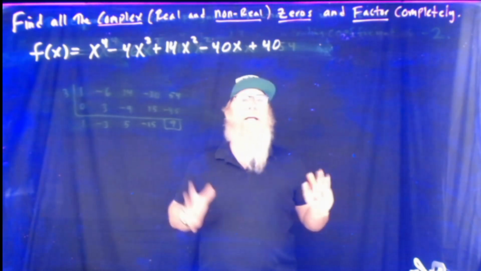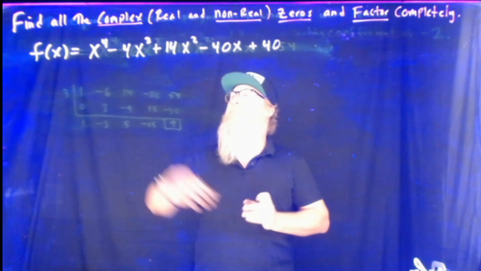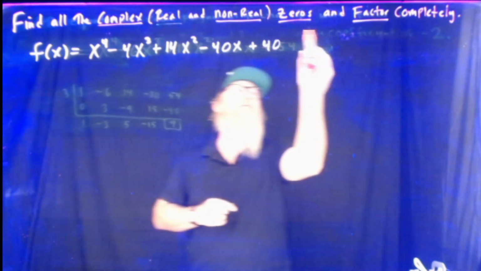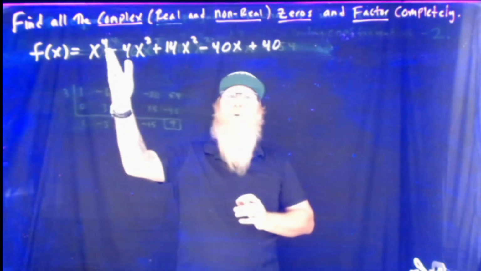And it's a little tricky, so I decided to devote this time to this particular problem. So we're going to find all the complex, real and non-real, zeros, and then factor completely. So here's our polynomial. It's fourth degree.